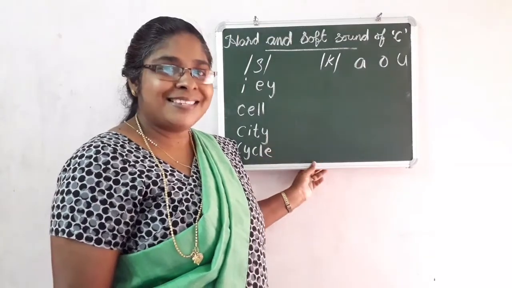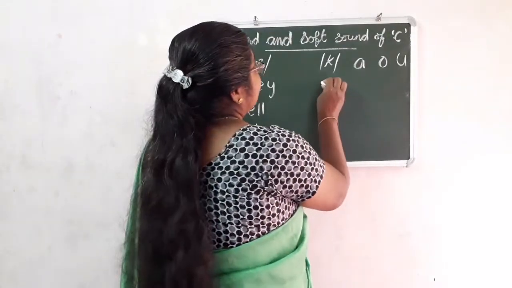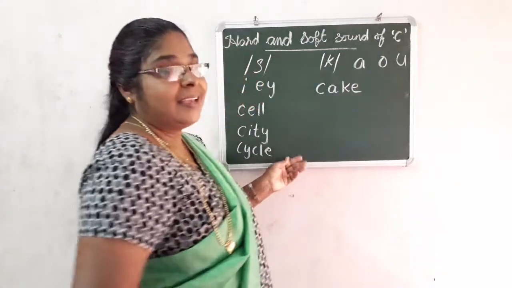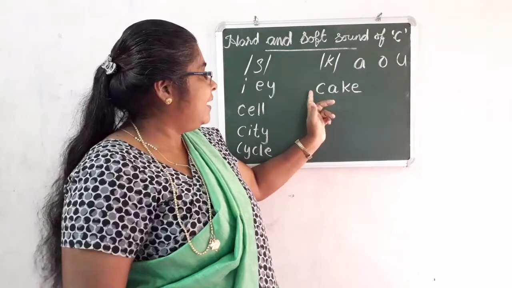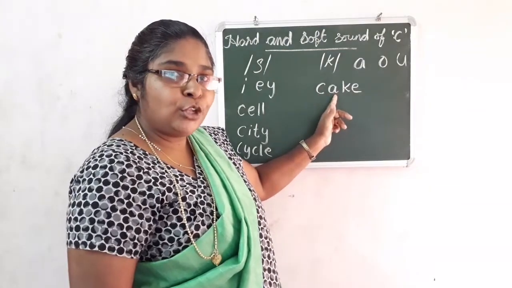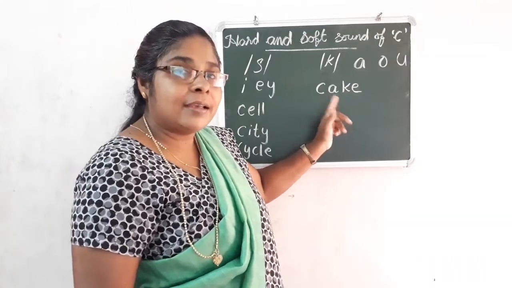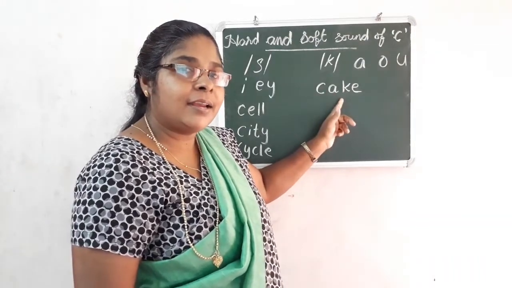Okay, let's see some examples. Cake. Here C കഴിഞ്ഞ് A വന്നിരിക്കുന്നു. അതുകൊണ്ട് സിയുടെ ശബ്ദം ഹാർഡ് ആവുന്നു. കേക്ക്. ഓക്കെ, റെഡി? നെക്സ്റ്റ്.